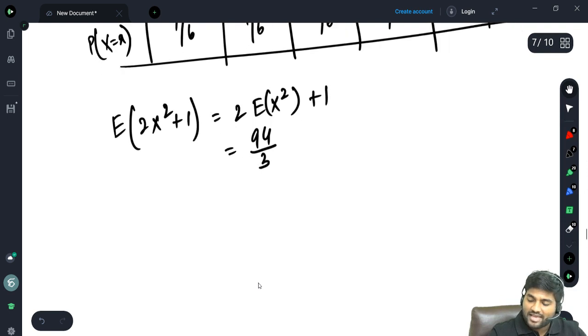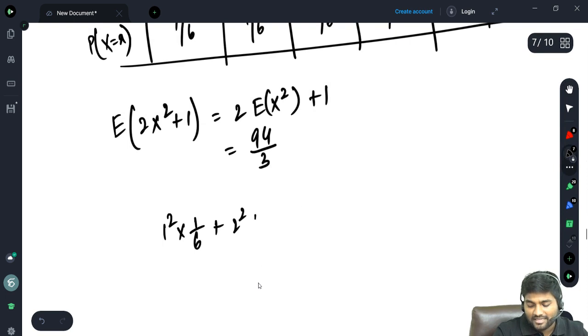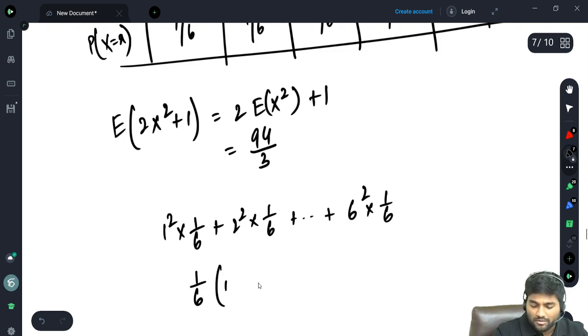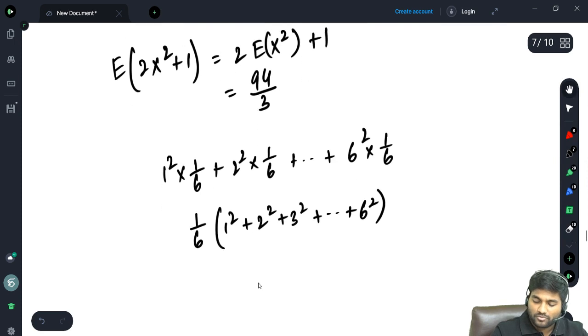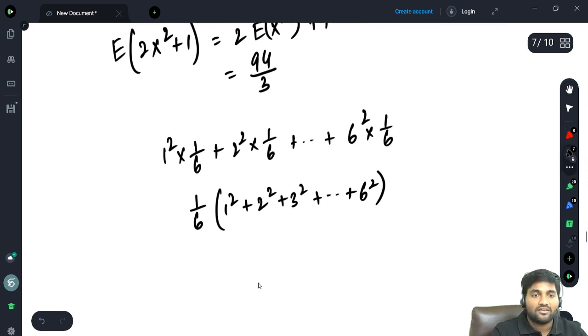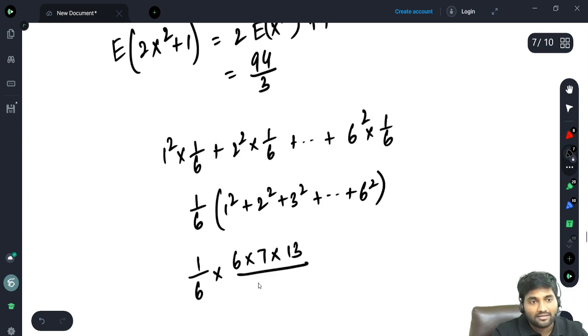E(X²). How to find E(X²)? It will be X² into probability plus X² into probability plus ... plus X² into probability. So 1 by 6 is common. 1² plus 2² plus 3² plus ... plus 6². So this is the sum of the squares of the first 6 natural numbers. So 1 by 6, n(n plus 1)(2n plus 1) by 6. Okay.